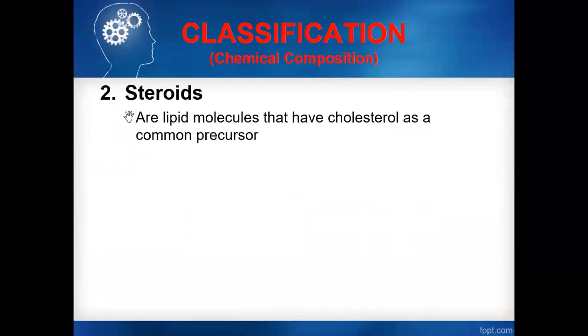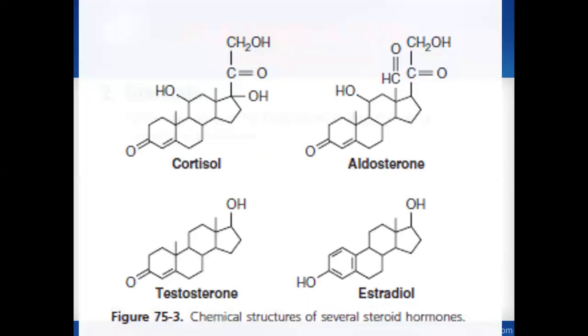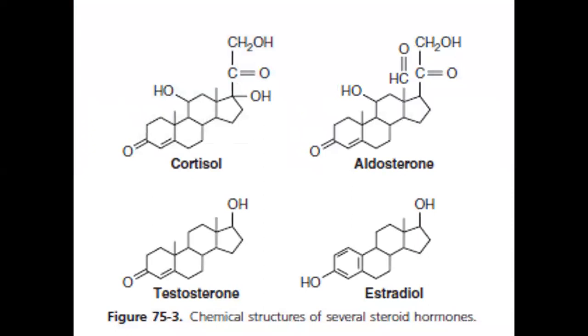So another classification of hormone as to chemical composition are steroids, steroid hormones. They are lipid molecules that have cholesterol as a common precursor. Okay? That cholesterol, being a common precursor of steroid hormones, is comprised of three cyclohexyl rings, 1, 2, 3, and one cyclopentyl ring.